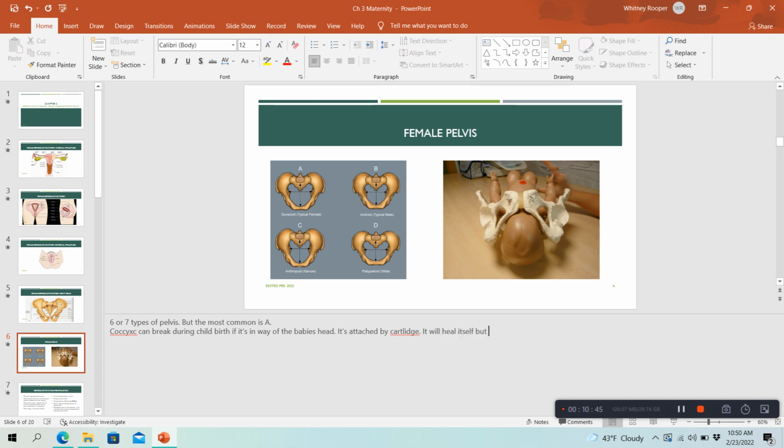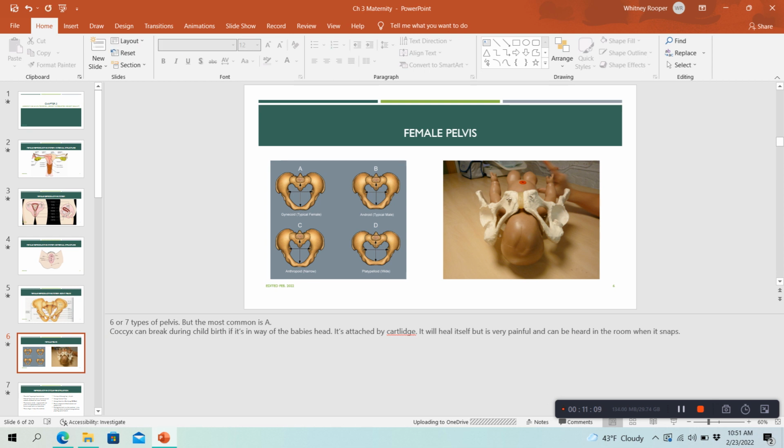And then you've got a picture over here of the head coming down through the pelvis. When we start talking about labor, I'll bring the baby and the pelvis in here, and we'll actually look at it so you can see exactly how the head's supposed to come down, and we'll get a better feel for it. But we're not there yet. We're getting there.